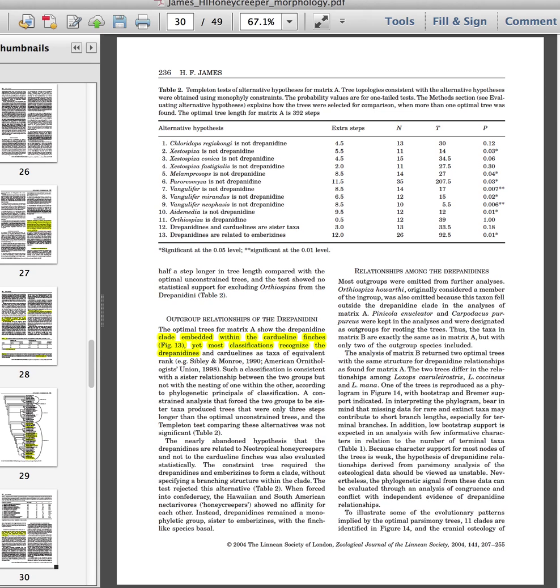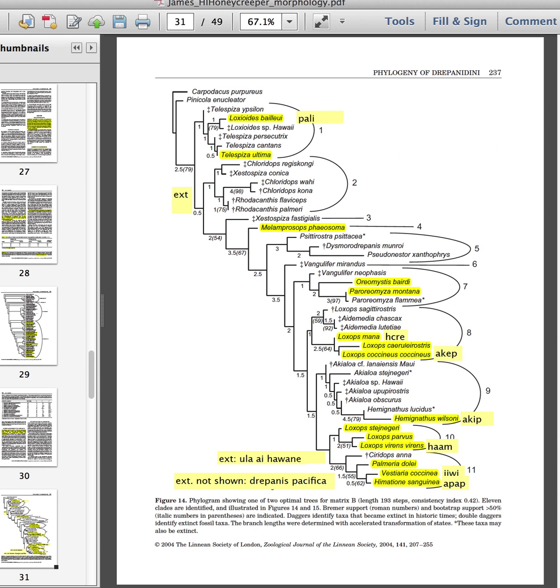So you want to also go back then and look at that figure and see, well, how many nodes would need to be different? How many nodes would you have to collapse? That's something that we've done when we're looking at other hypotheses.